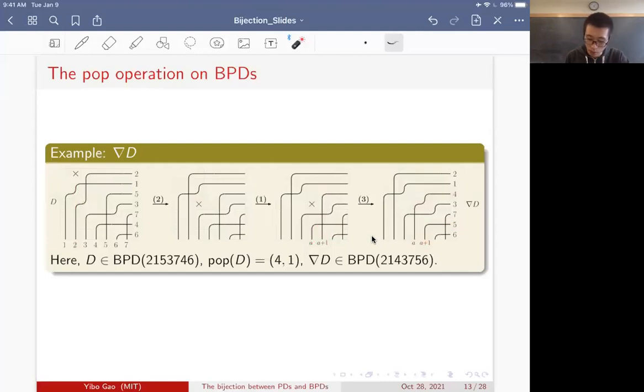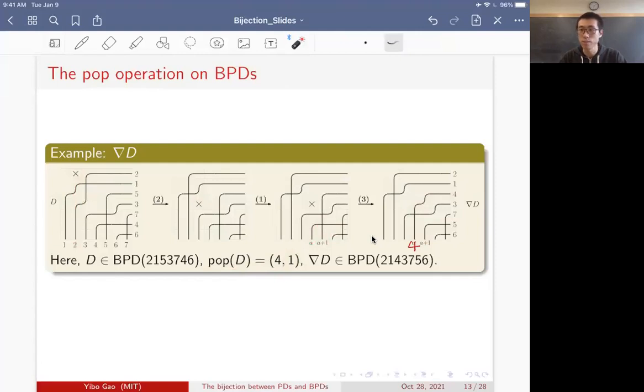And then we have a pop value, which is 4, 1. So what does this 4, 1 mean? So 4 is a simple transposition S_A that you multiply by. So the 4 is this value 4, which is the S4 that you multiply the permutation by. And then the 1 is the row index of the cross that you start with. Okay, so this is just one iteration of this procedure.